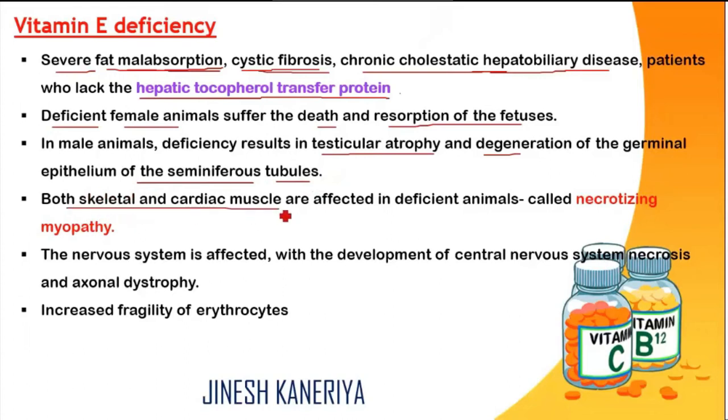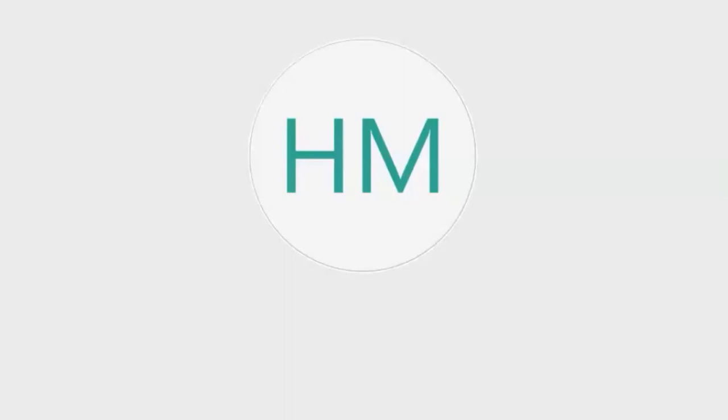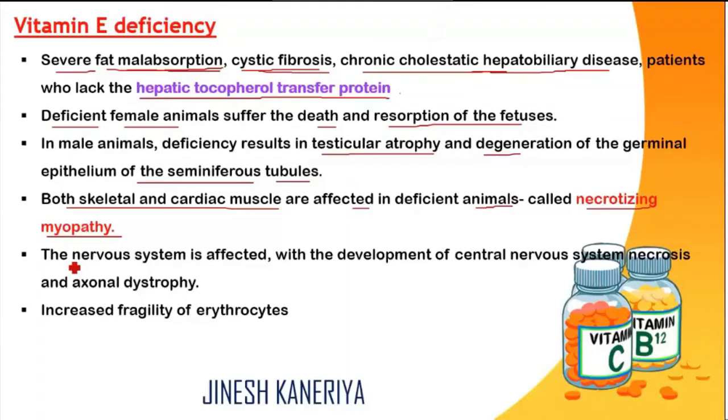Both skeletal and cardiac muscle are affected by deficiency of vitamin E, and in animals it is called necrotizing myopathy. So these are the skeletal and cardiac muscle deficiencies. So this condition is known as necrotizing myopathy. The nervous system is also affected in the development of the central nervous system. So this condition is known as necrosis and axonal dystrophy.